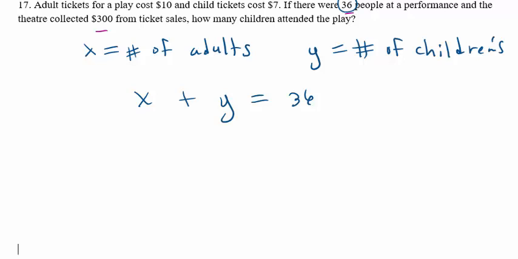The second equation is going to deal with the revenue that was brought in. So if each adult ticket costs $10 and they sell X of them, then 10X is how much money they will collect from selling adult tickets. Okay, using the same type of reasoning, if children's tickets cost $7 and they sell Y of them, then 7Y is the amount of revenue they'll collect from those sales. And that is equal to the total amount of revenue collected, which was $300.